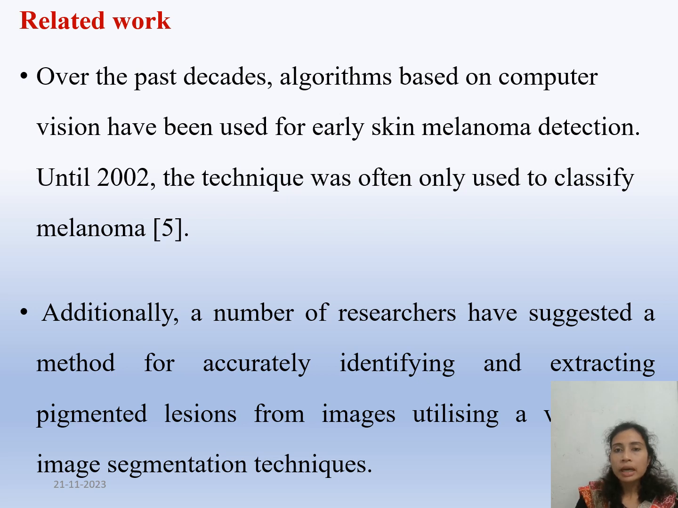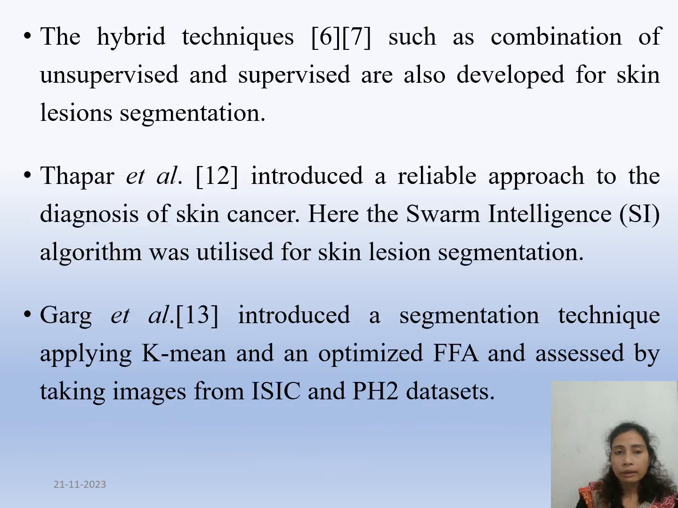Next, coming to the related work. Over the past decades, algorithms based on computer vision have been used for early skin melanoma detection. Until 2002, the technique was often only used to classify melanoma. Additionally, a number of researchers have suggested methods for accurately identifying and extracting pigmented lesions from images, utilizing a variety of image segmentation techniques. Hybrid techniques, such as combinations of unsupervised and supervised methods, have also been developed for skin lesion segmentation.